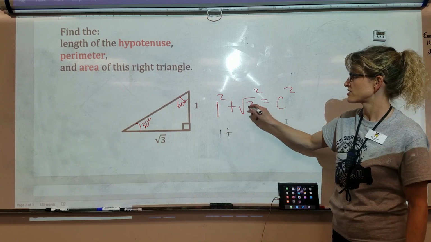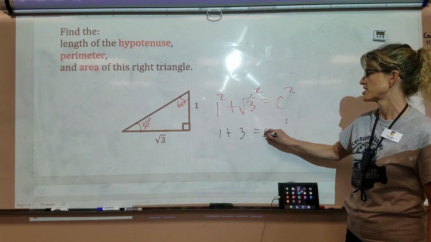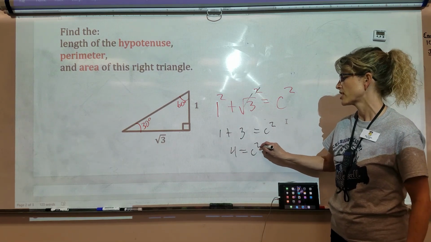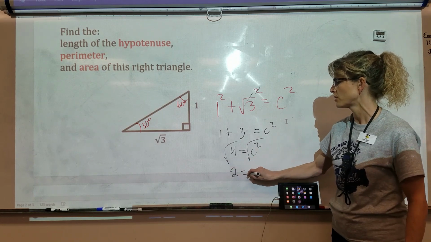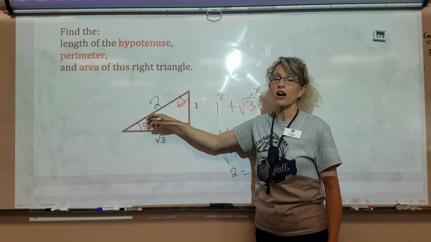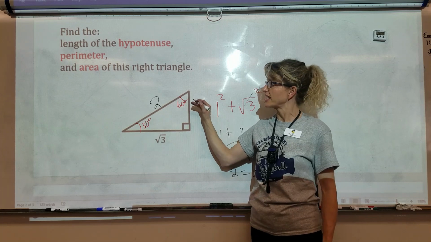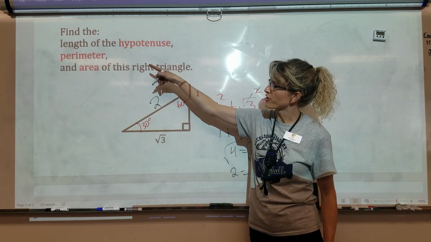We get 1 plus 3, these cancel. We get 4 equals c squared. Square root both sides. So we get 2 equals c. There's our 2. And now, yes, that confirms it's a 30, 60, 90. Can we find the perimeter?